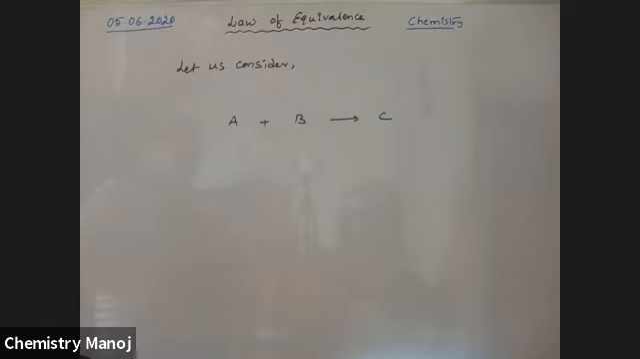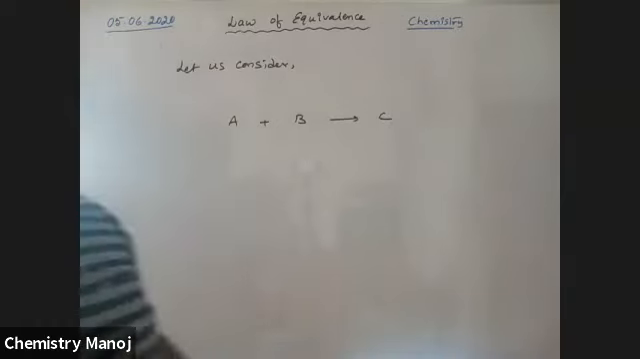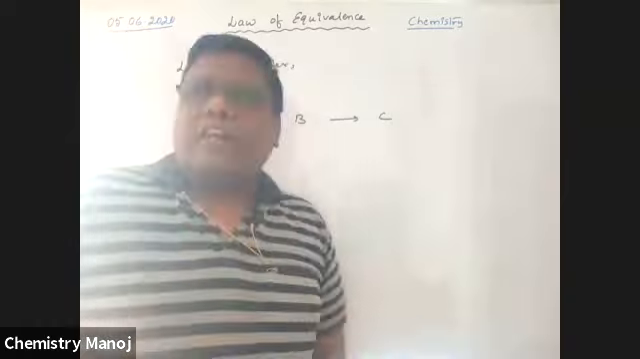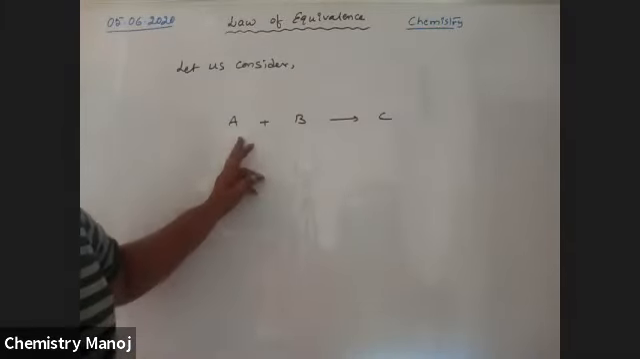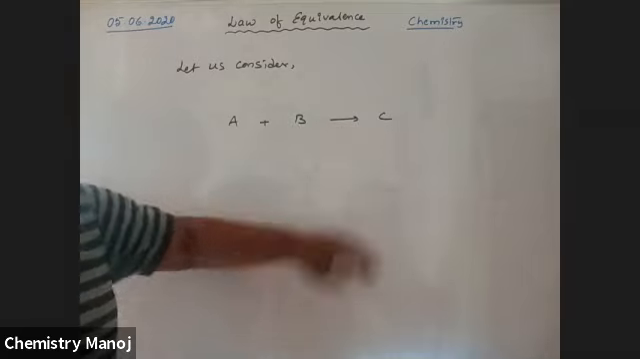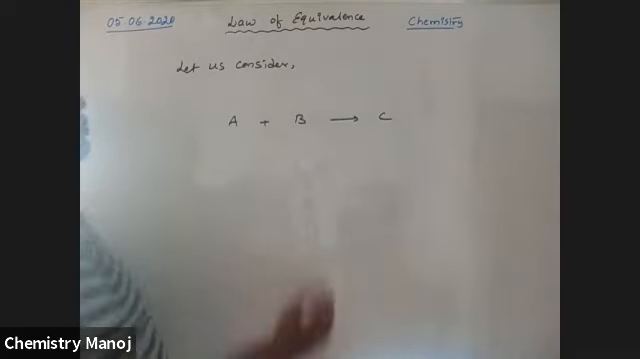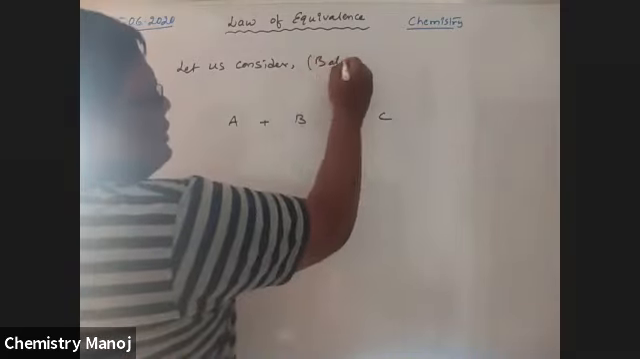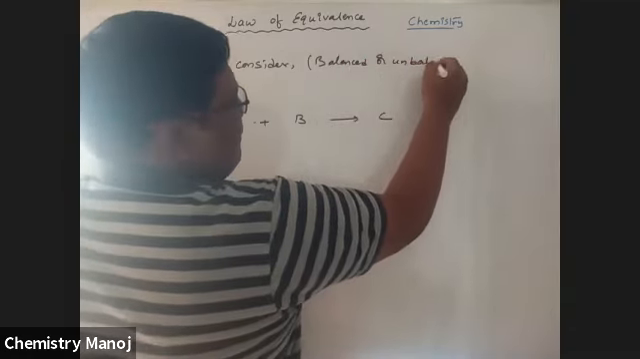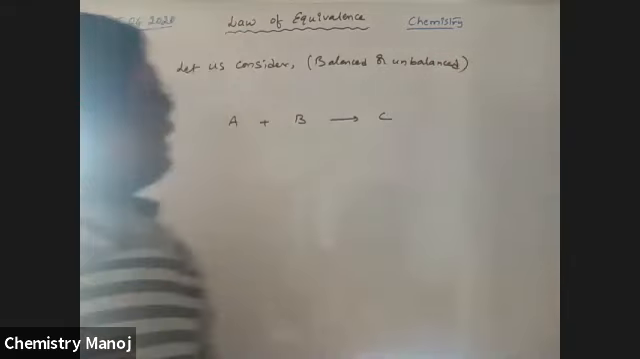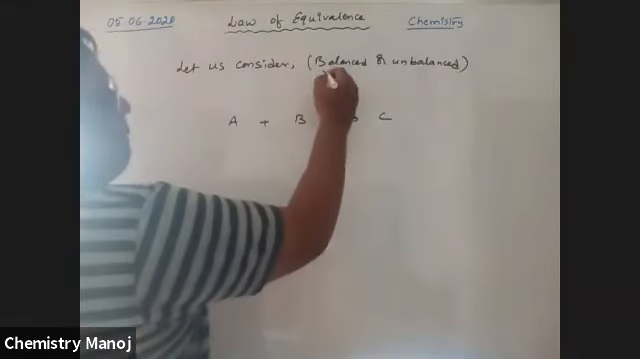In this chemical reaction, whether it is a balanced reaction or an unbalanced reaction, whatever it may be, there is no need of balancing this reaction if you know the n factor concept. So a balanced reaction is not needed. So that is A plus B gives C. So it is a balanced or unbalanced reaction.